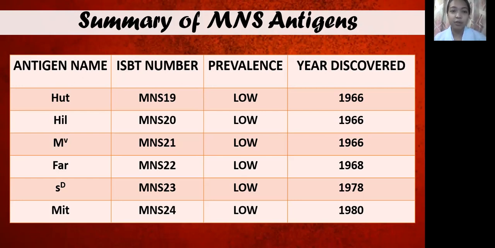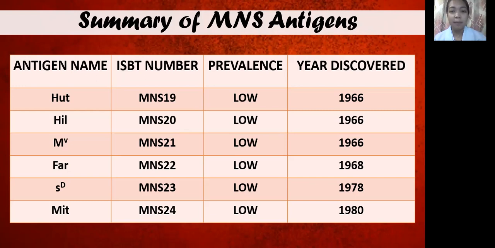Antigen M raised to V. It is MNS21. It has low prevalence and it was discovered in the year 1966. Antigen FAR is MNS22. It has low prevalence and it was discovered in the year 1968. Another antigen is small letter s raised to capital D. It is MNS23. It has low prevalence and it was discovered in the year 1978.